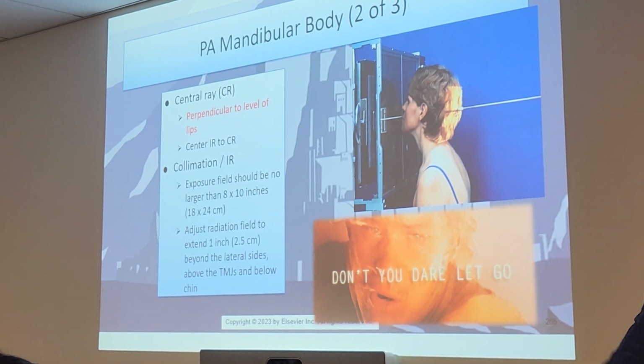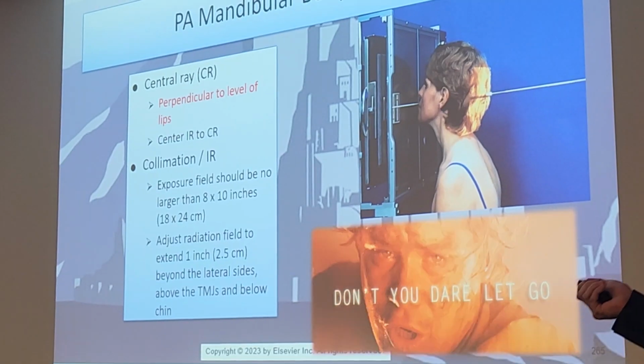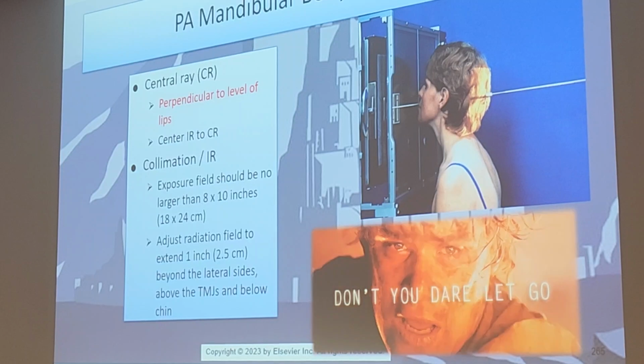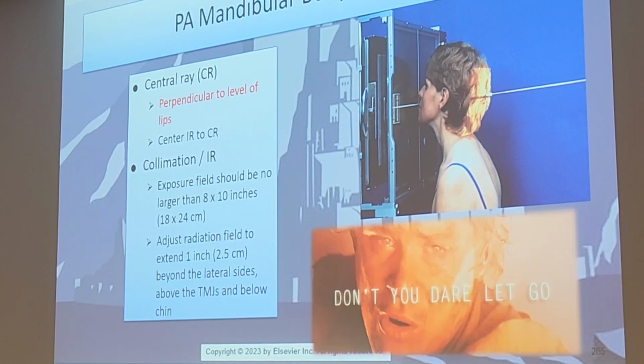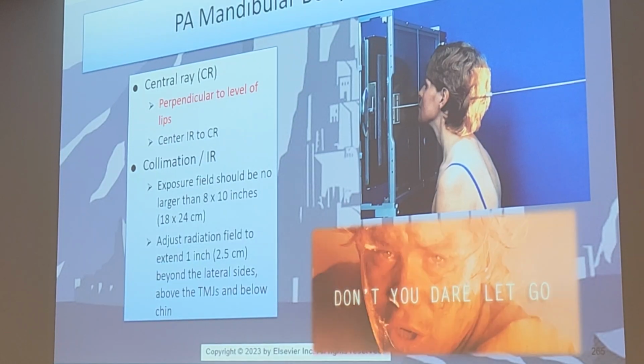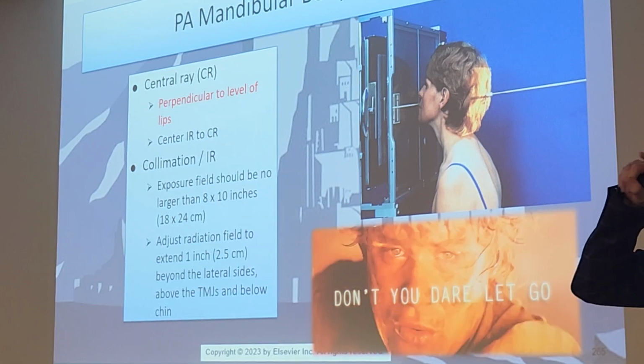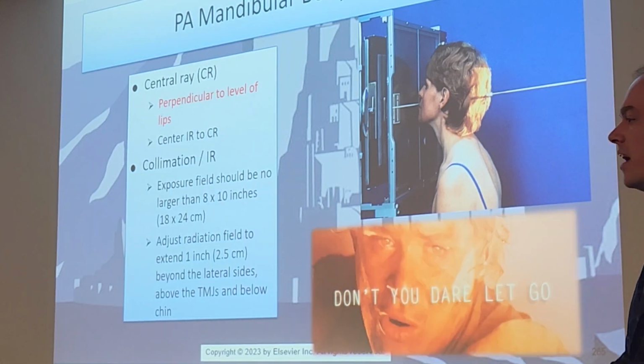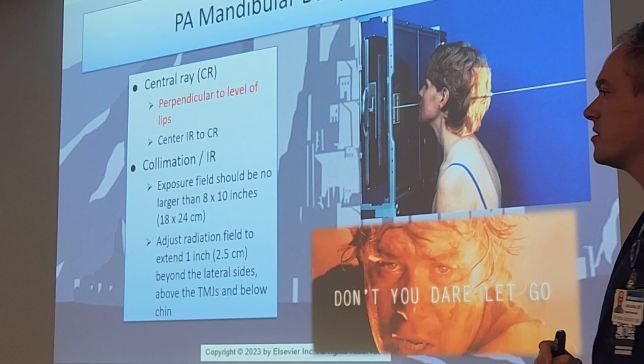And then on that same subject, when we're talking about the central ray, guys, this is one of the only positions where we see this. It's gonna be perpendicular to the level of the lips. We want the area between the lips, by the way. So the central ray will exit in between your lips, this X-ray. Not the acanthion, in between the lips.